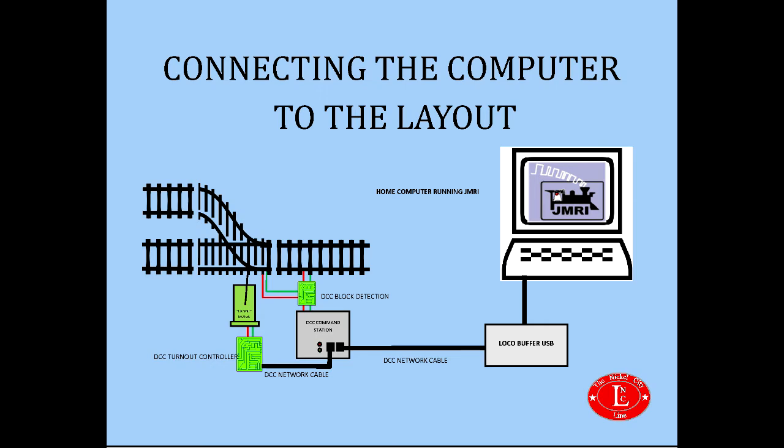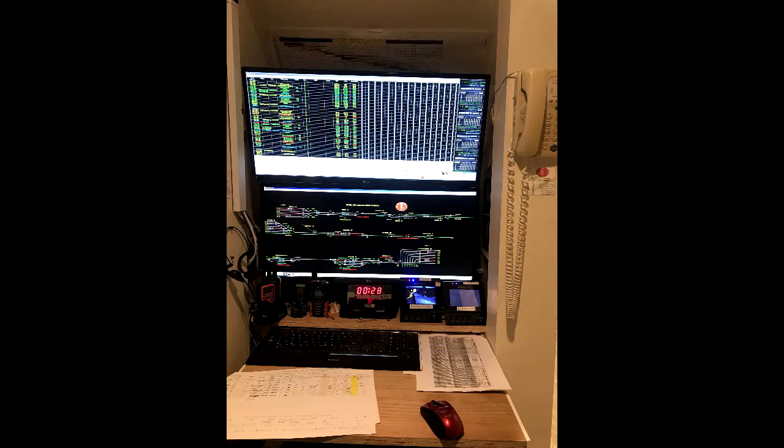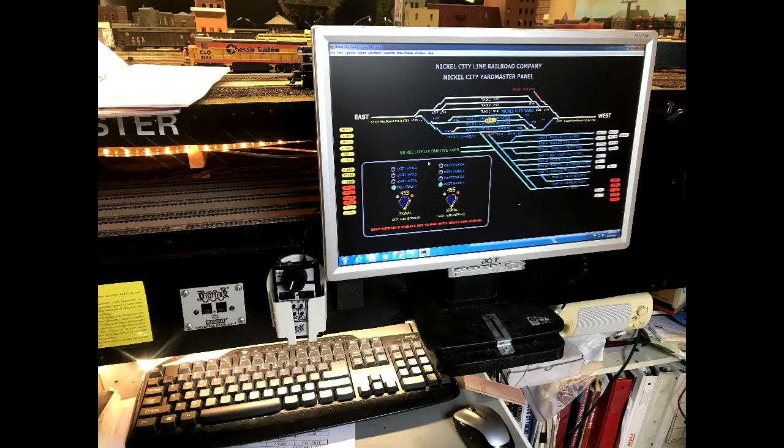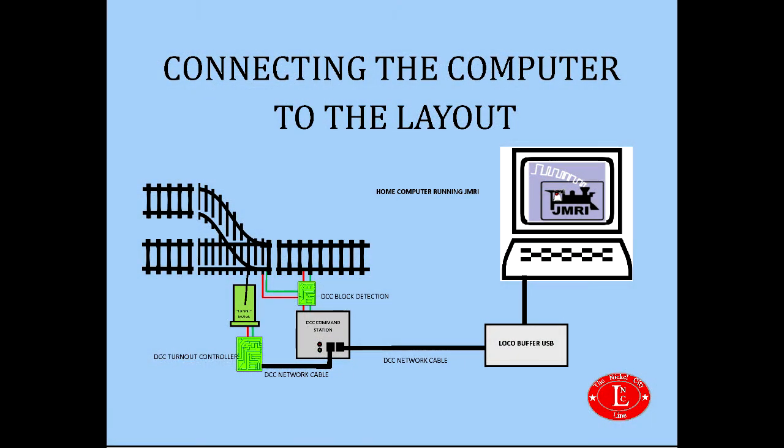2 computers control the functions of the Nickel City line layout. The main computer serves as the dispatcher's computer. The second computer controls all functions within the main yard at Nickel City. I use the JMRI software to communicate between each computer and the DCC command station using a local buffer USB manufactured by Railroad Circuits. The local buffer connects between the dispatcher's computer and the DCC command station. The JMRI software sends and receives commands and messages between the PCs and the DCC layout.